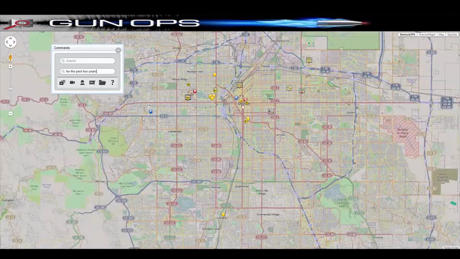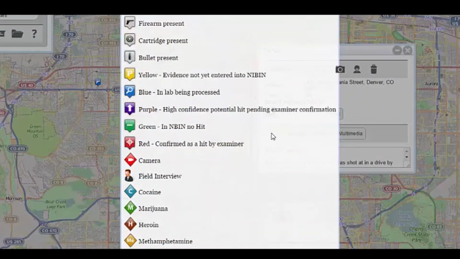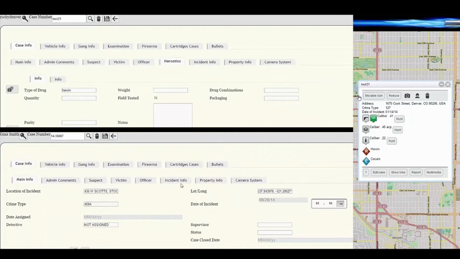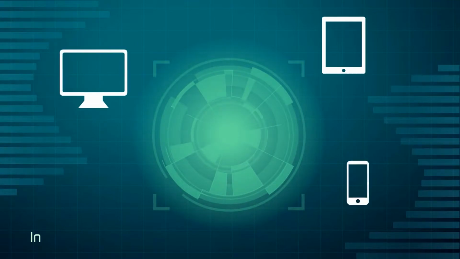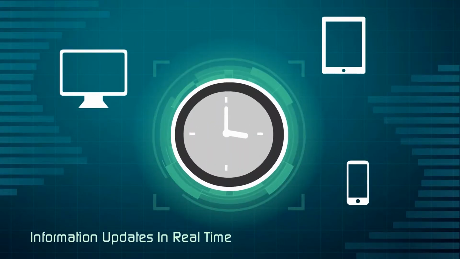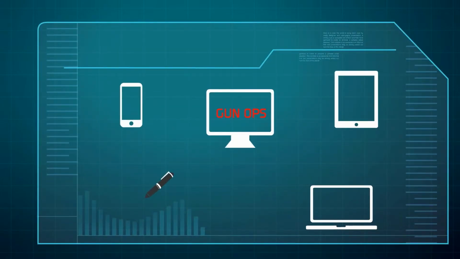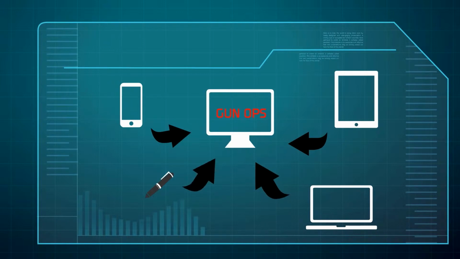GunOps has different levels of access, which allows narcotics officers to see drug-related information about a particular incident, whereas the firearms unit will see all other information except for the narcotics information. The information in GunOps processes and updates in real time, so the efficiency of GunOps depends on all gun-related evidence from every crime being entered into GunOps. This is why data entry into GunOps was designed to be extremely simple.